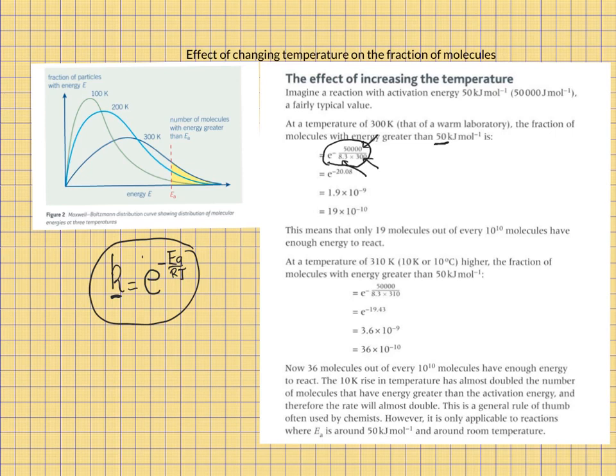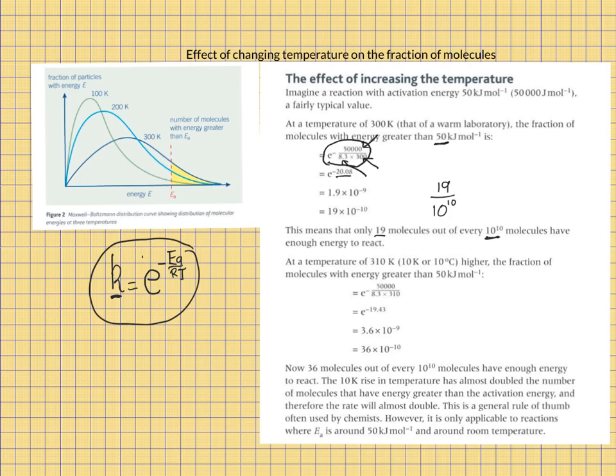So if we work this bit out in our calculators, it comes to minus 20.8. Now if you do that onto your calculators, this tells us that 19 times 10 to the minus 10 are the fraction of molecules that can have successful collisions. What does that actually mean? It means that only 19 molecules in every 10 to the power 10 molecules have enough energy to react. So that's a tiny fraction of molecules. 19 molecules in every 10 to the power 10 molecules have the energy to react.